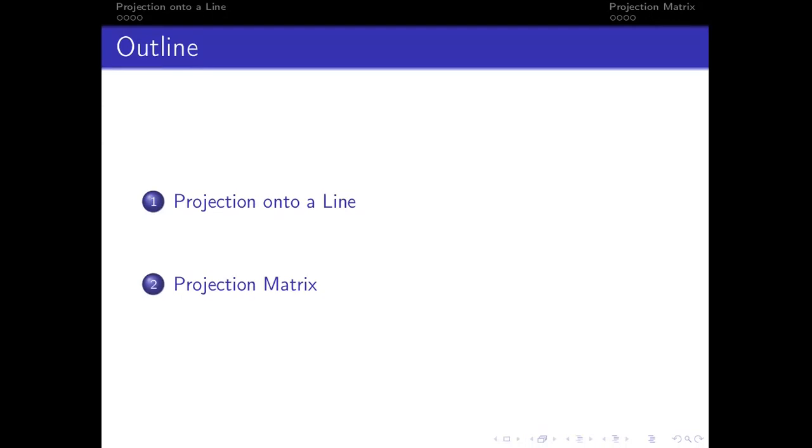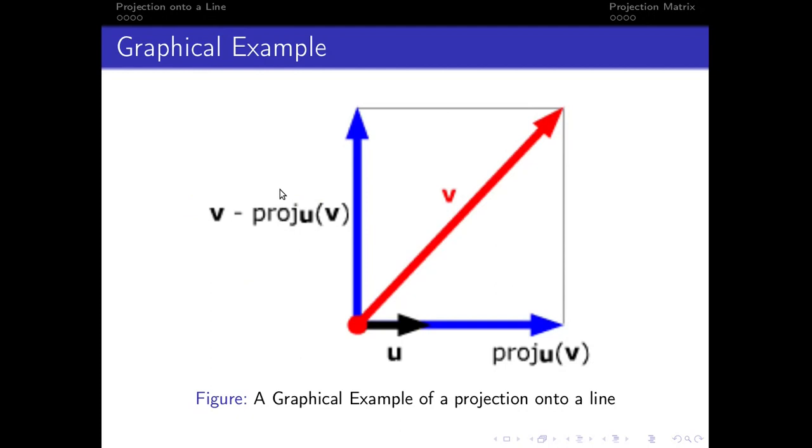Let's get started. I'll be speaking on projection onto a line, and the second one we'll be looking at creating a projector or a projection matrix to do the same thing as the first one. Given the graph here, assume we want to project our V onto our U, such that the distance between V and its projection onto U is the shortest distance. The projection of V onto U is like casting a shadow of V onto U.